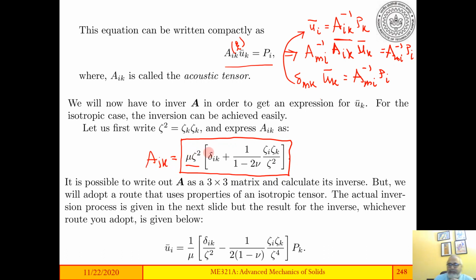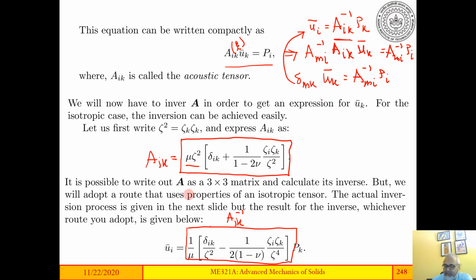And now you can, as I said, either take it as a 3 cross 3 matrix and find its inverse, but whatever you do, this is what the inverse is going to be. This is aik inverse. Now, how did I get here? I am going to postpone that derivation to a little bit later, but just take it for now that this is the correct form of aik inverse.